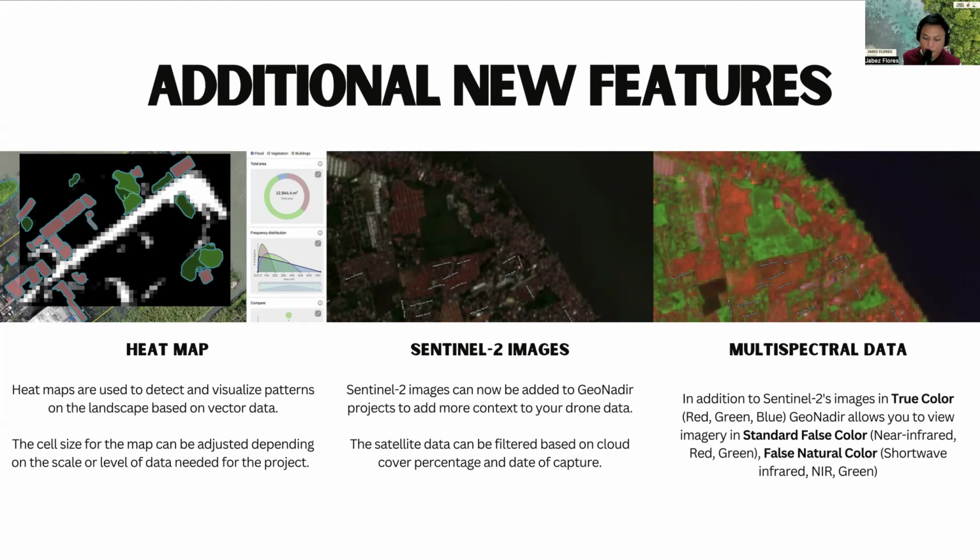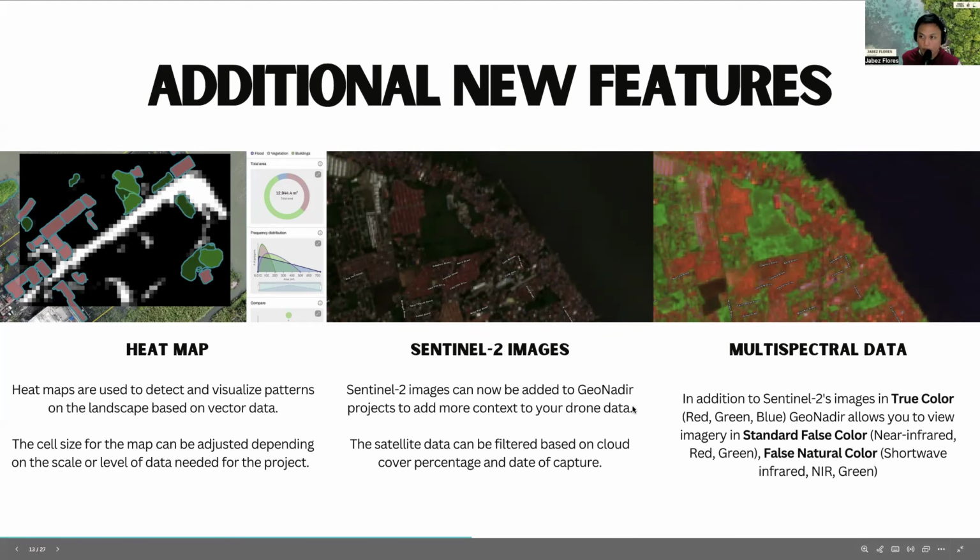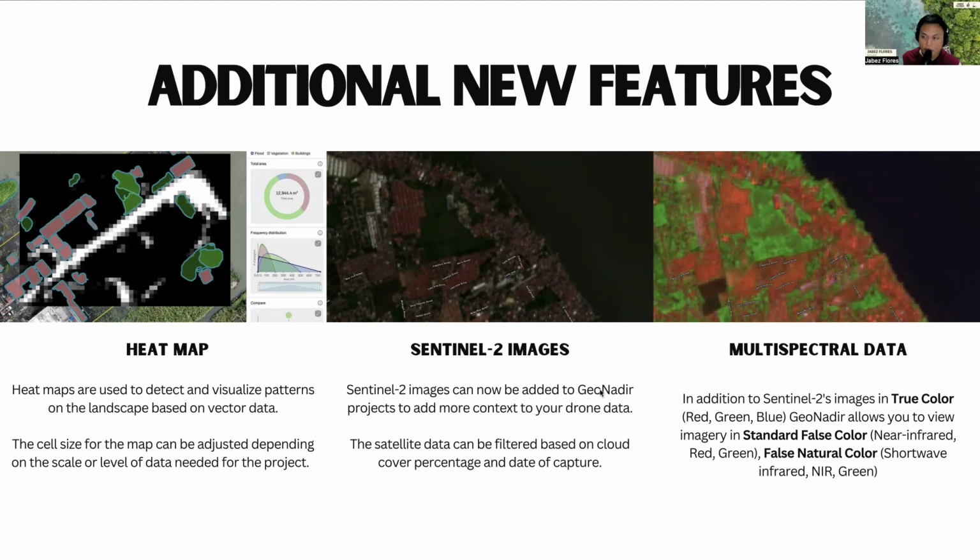Unlike the other tools, Sentinel-2 is free, by the way. So even if you do not have a pro account, a professional account in GeoNadir, if you only have a free one, you can still have access to the Sentinel images. So instead of flying the drone to capture large areas of land in our conservation sites or project sites, we can only focus drone data collection in specific areas that need validation based on the Sentinel-2 imagery.